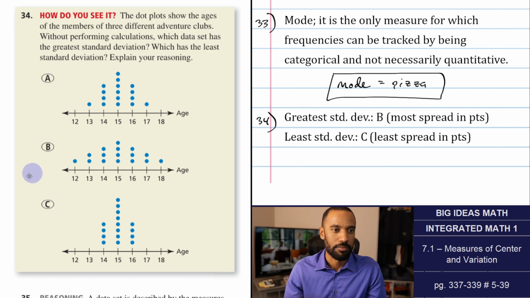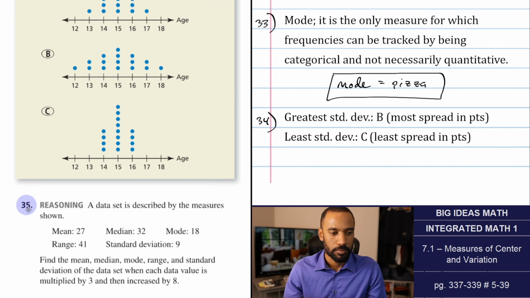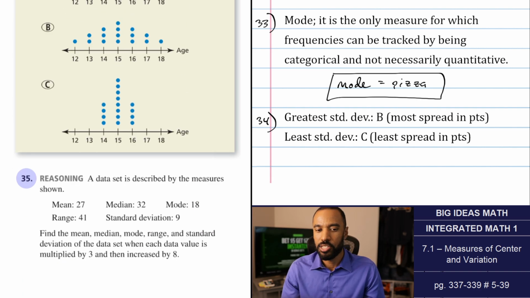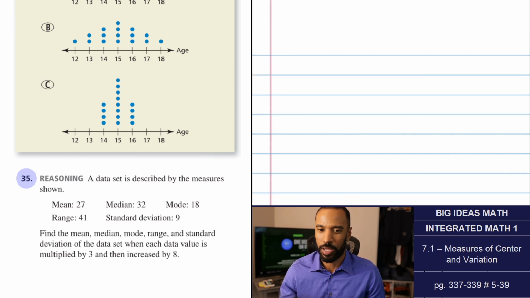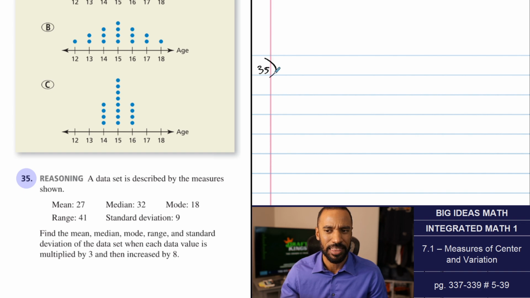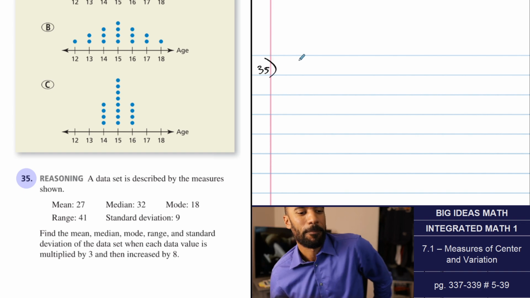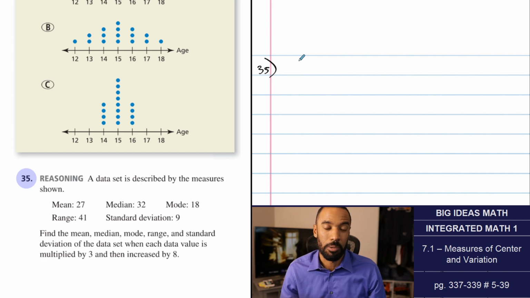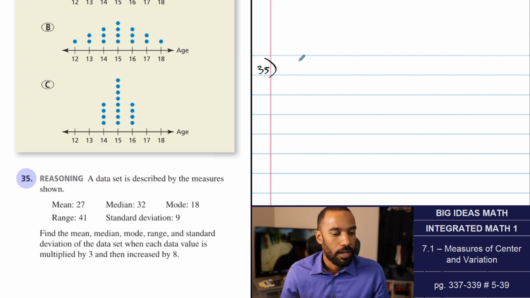All right, number 35. Reasoning. A data set is described by the measures shown. I like how the later problems are quicker. There was another section I think where the later problems were good, and I really like that. There were probably some long questions after, though.